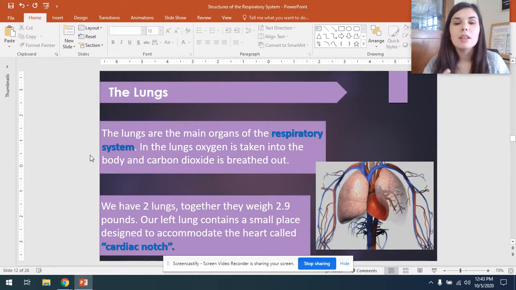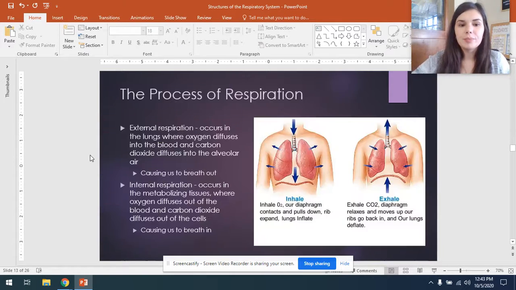You have 2 lungs, and together they weigh about 2.9 pounds. But one lung contains a small cut-out section called a cardiac notch. As you can see on this image down here, the left lung has a little bean-shaped notch on the side of it, so that your heart can fit snugly against your lung, and that's why it's called the cardiac notch. So your right lung has 3 lobes, but your left lung only has 2 lobes because of that cardiac notch.